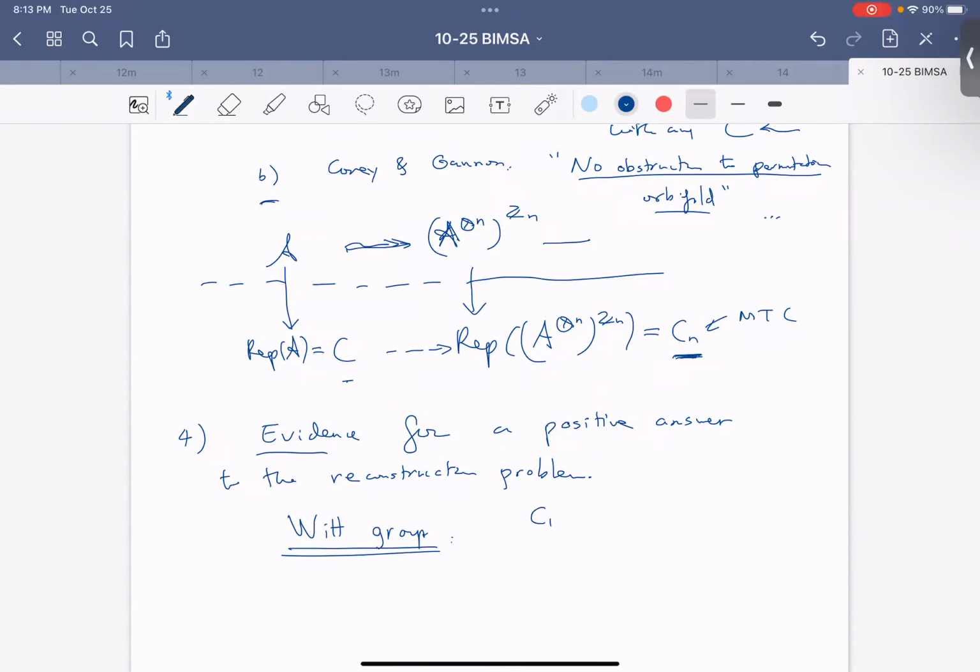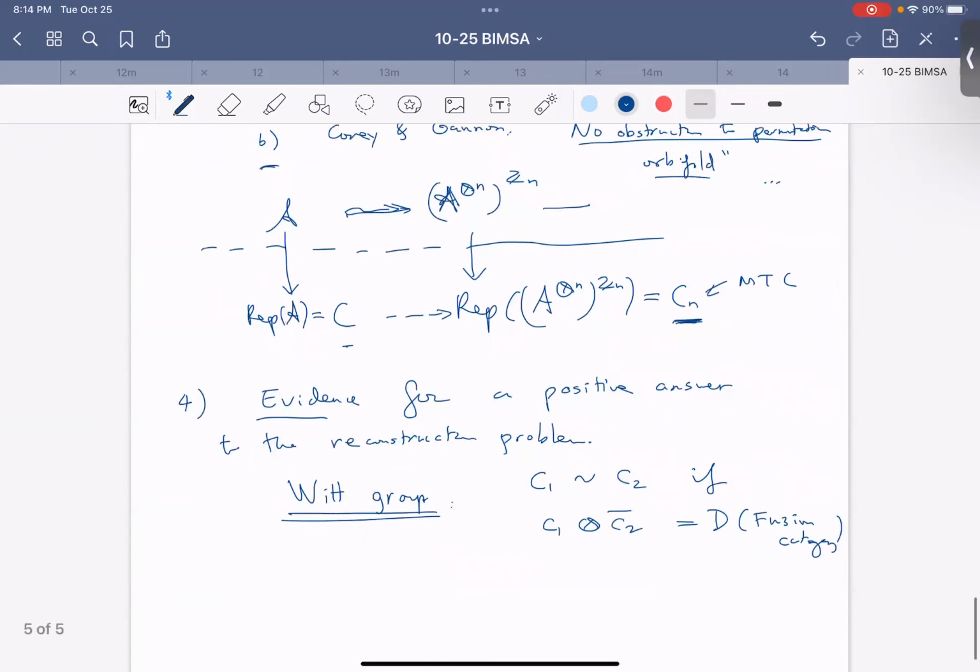So if you have C1, this is C1 equivalent to C2 if C1 tensor with C2 bar, so this is a modular tensor category. So C2 bar simply means you change the braiding from overcrossing to undercrossing. Okay, is equal to the double of some fusion category. Okay, so that's the equivalence class.